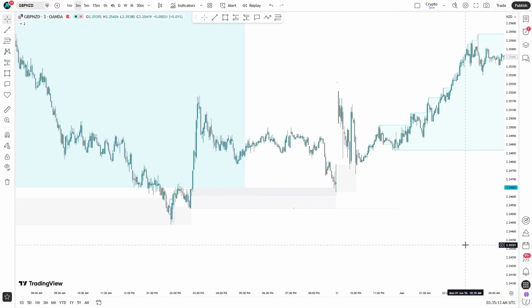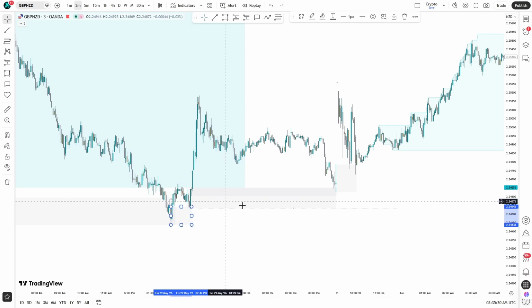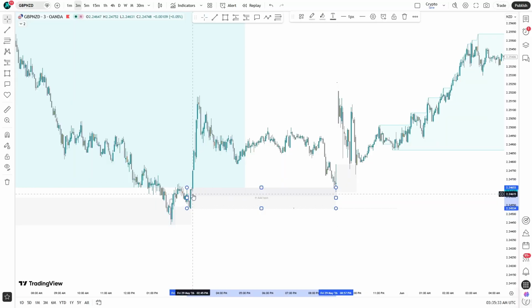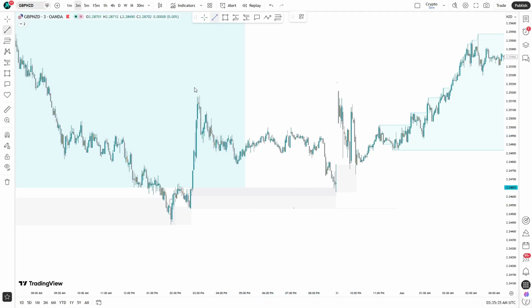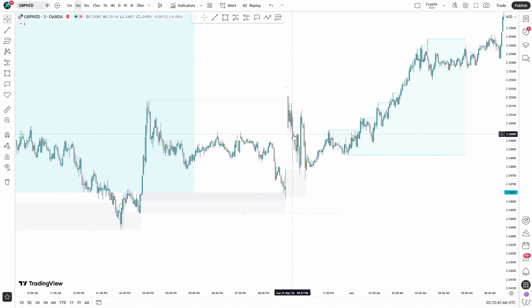So this is the 3 minutes time frame. This is where I had a change of character. Created this demand. We also broke structure here. It came down and mitigated this. This created this demand and created a refinement here. After this break we had here, the market came down and mitigated another demand zone.